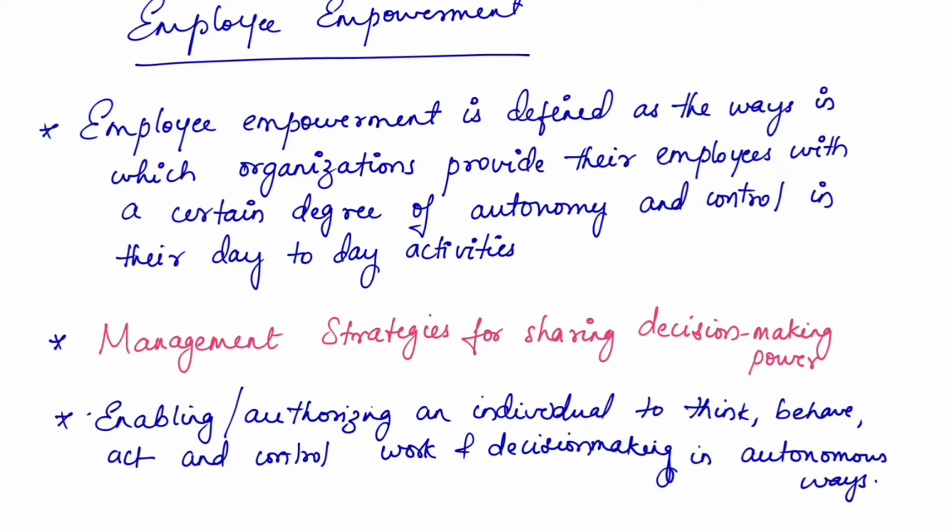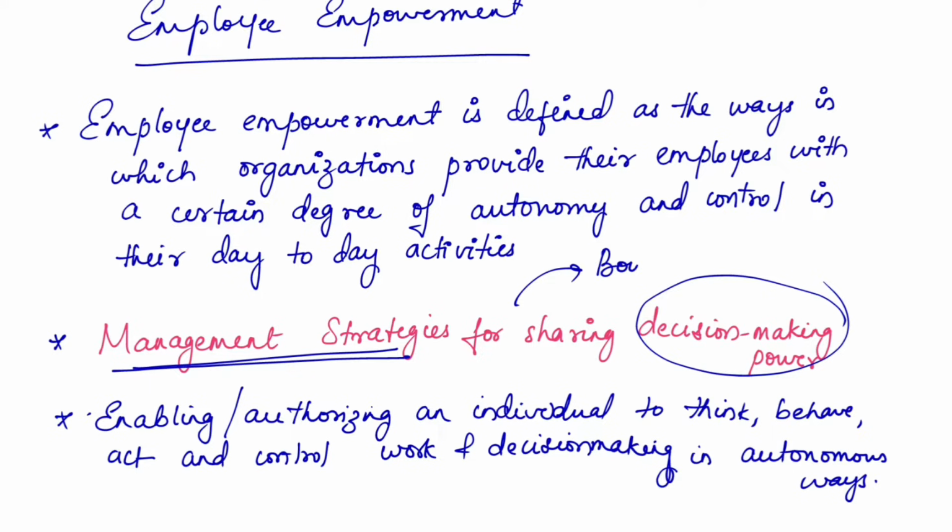According to Bowen and Lawler in our textbook, employee empowerment refers to management strategies for sharing decision-making power. It will be great if you can remember this and the people who said it. You can think of it as authorizing or enabling an individual in the workplace to think, act, behave, or control their work and decision making in autonomous ways, with a certain degree of autonomy.